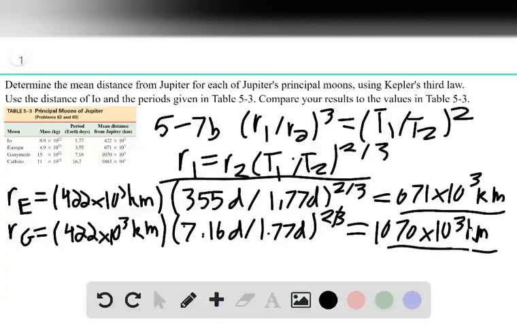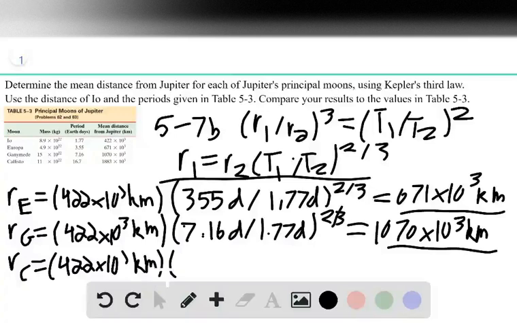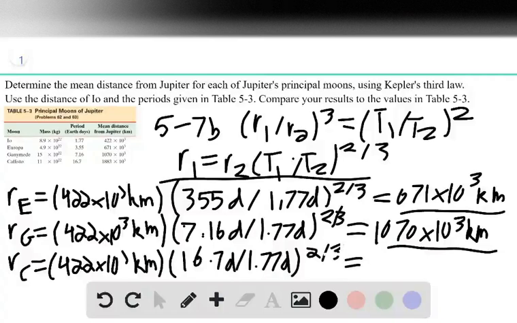Okay, last one, Callisto. RC equals 422 times 10 to the 3rd kilometers, and then the period of Callisto, 16.7, divided by 1.77 days, raised to the power of 2/3, equals 1880 times 10 to the 3rd kilometers.